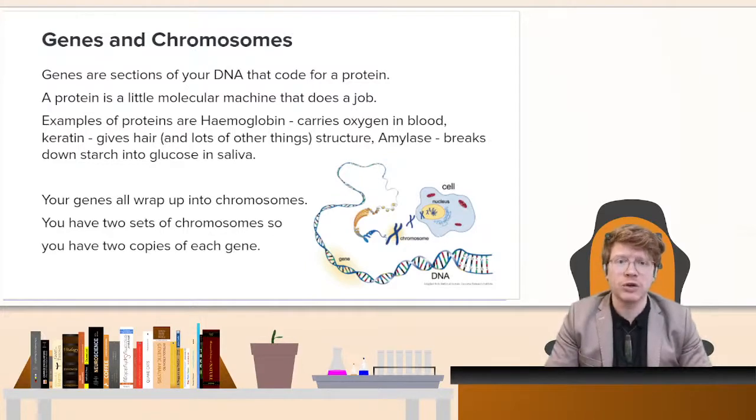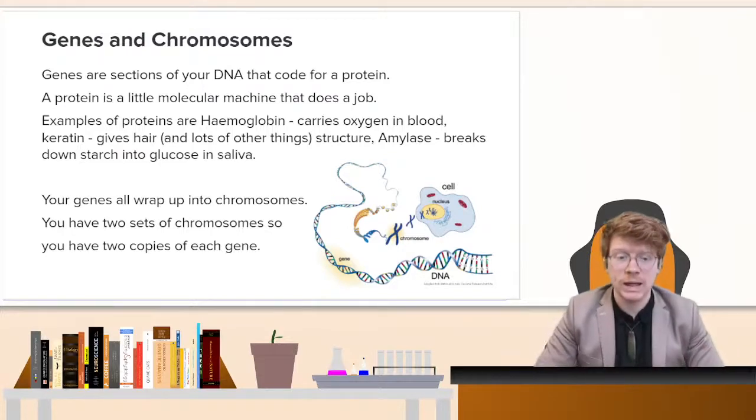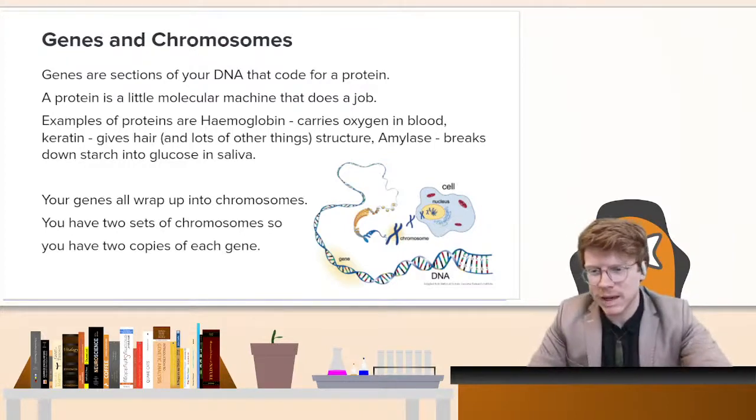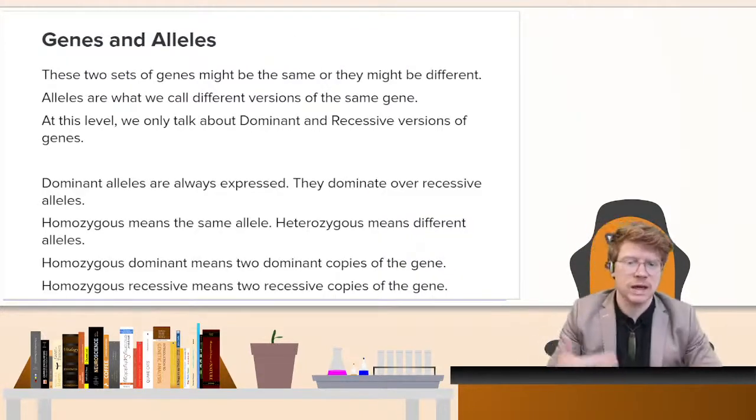Now, because you have two sets of chromosomes, each chromosome has another version, one you got from your mum and one you got from your dad, and there will be two copies of each gene in your genome, in the sequence of genetic material that you have. That becomes important when we start to talk about genes and alleles.